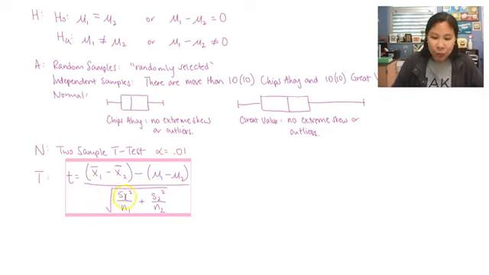Here, S1 stands for the standard deviation of sample 1. Square it, so like the variance, divided by the sample size of the first sample. Plus, and then we do the same thing for the second sample: the standard deviation of the second sample, squared, divided by its sample size. All right, so there's quite a few things to calculate here since we have 2 data sets.